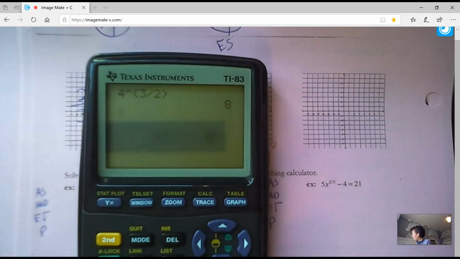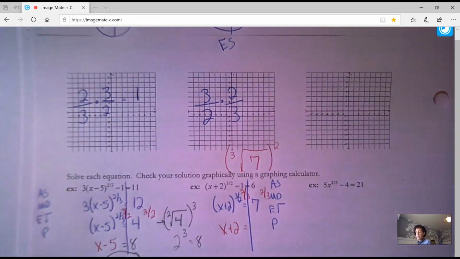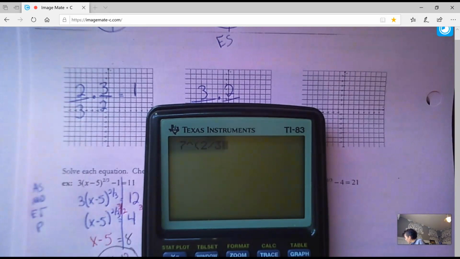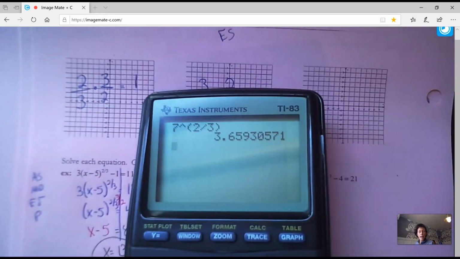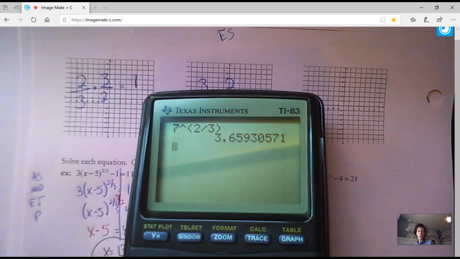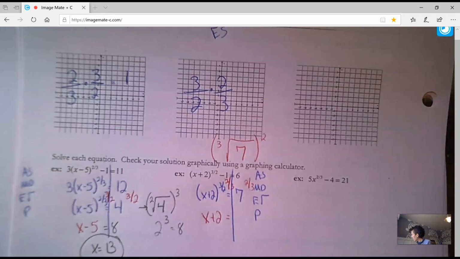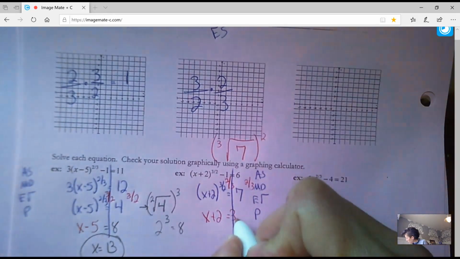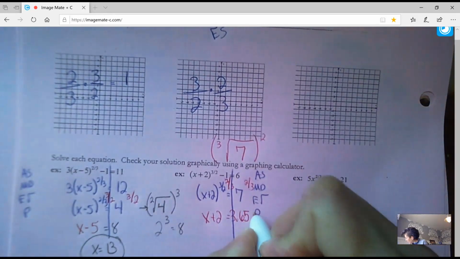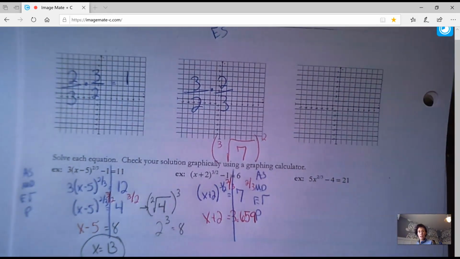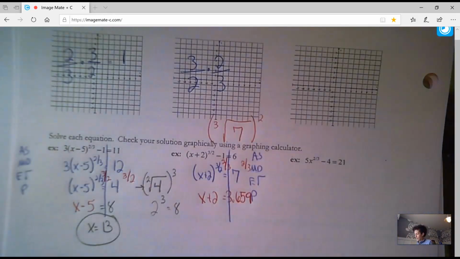So using the old operating system, I'm just going to do 7, hit my exponent key. I have to wrap it in parentheses, and I'm going to type in the 2/3 power. And I get this decimal. So, it's kind of hard to see. We're going to go 3 decimals. So 3.659 is how I'm going to write this number down. And remember, this is us rounding, or I guess truncating, whatever you want to call it.